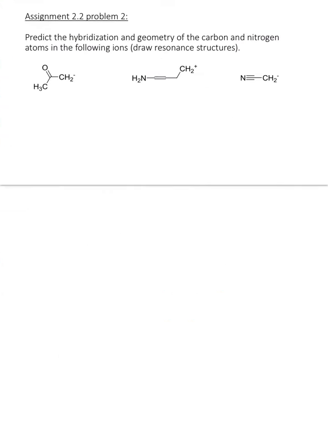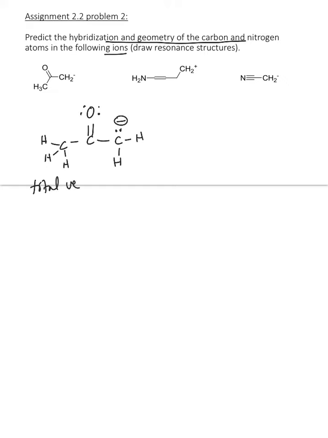Okay, assignment 2.2, problem 2, predict the hybridization and geometry of the carbon and nitrogen atoms in the following ions. So we're going to have to draw resonance structures. So go ahead and draw each one of these out. This is a carbonyl, and you can count the number of electrons here for your total valence electrons.